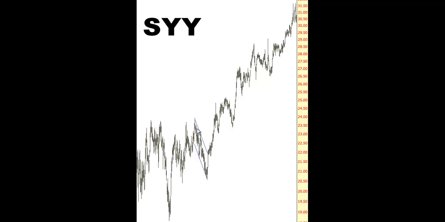SYY, here we have another very sharp counter trend. And this can be used in the other direction as well, although you have to understand that in a downtrend, the flag will be ascending instead of descending. This is moving against the general trend.